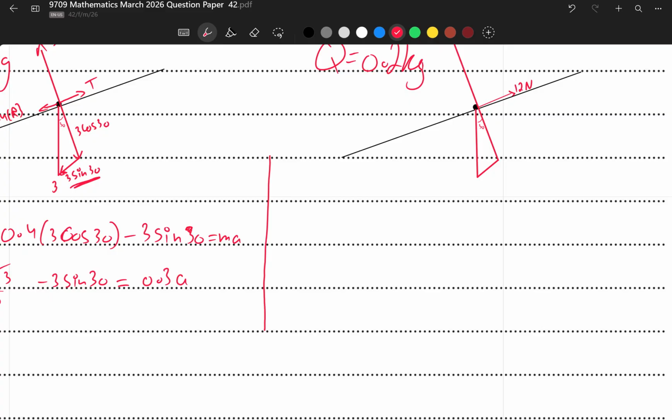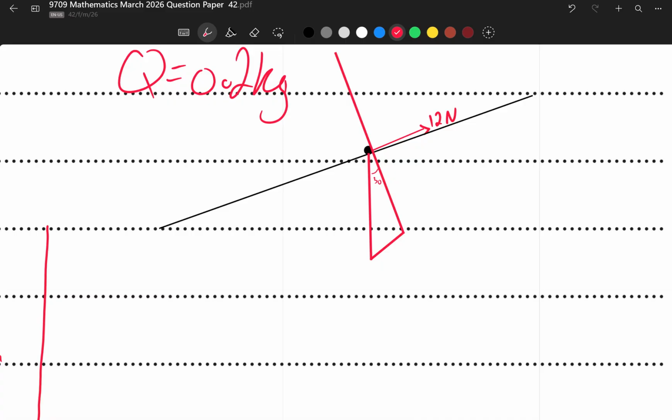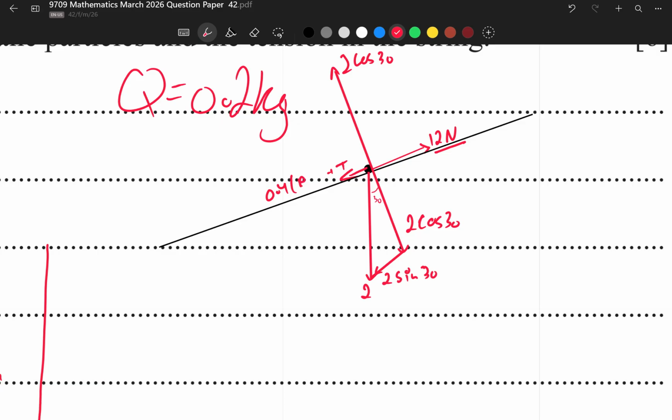Now for the particle Q, the mass is 0.2 kilograms, so weight will be 0.2 times 10, 2 newtons. This component will be 2 cos 30 and this component will be 2 sin 30. Now the driving force is 12 newtons. The tension is also present there, plus the friction 0.4 times R, where R is equal to 2 cos 30. So 0.4 times R.